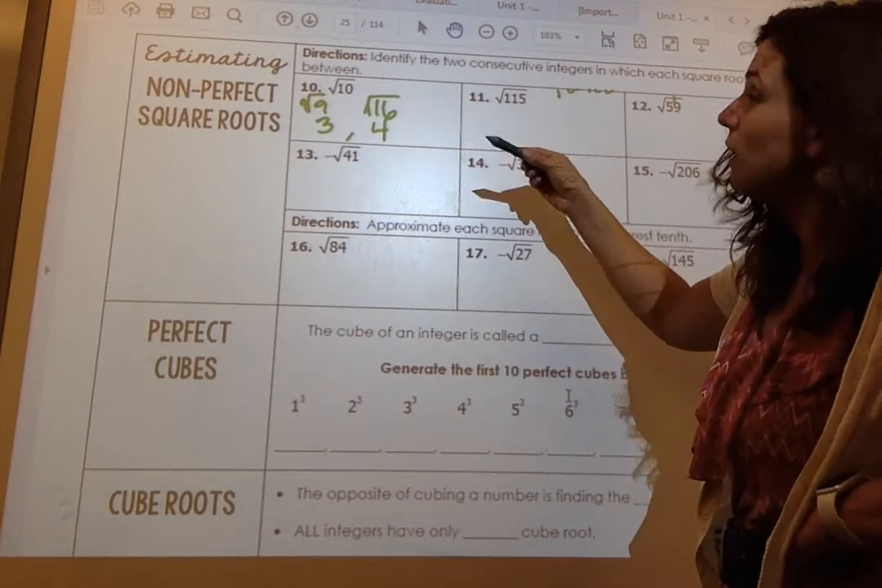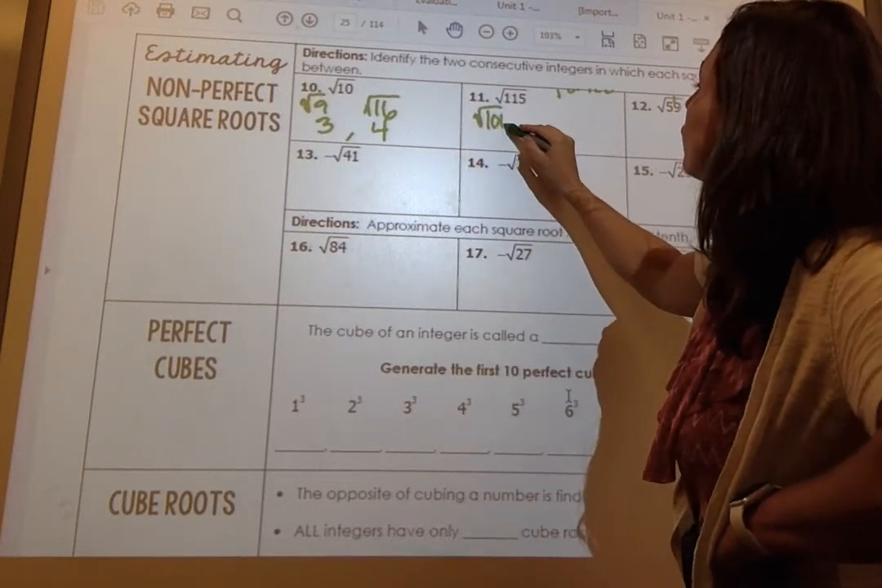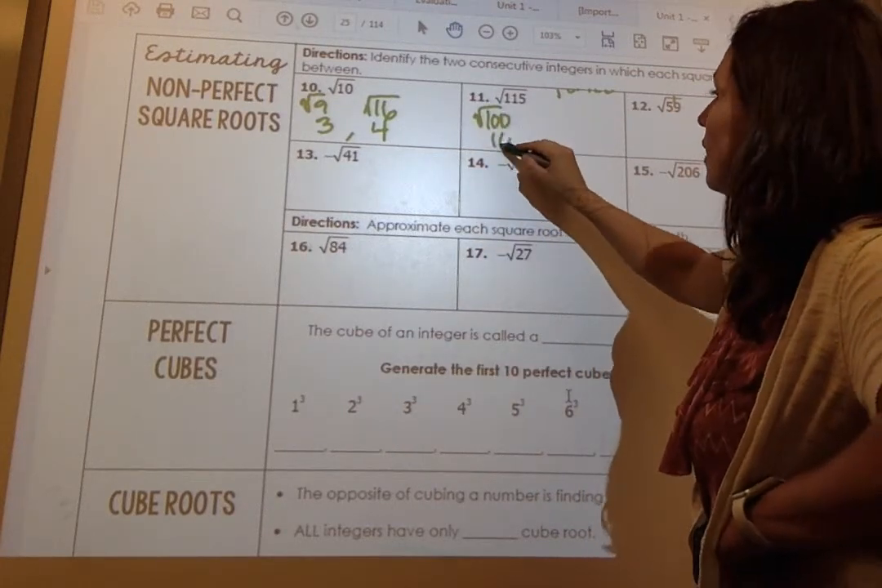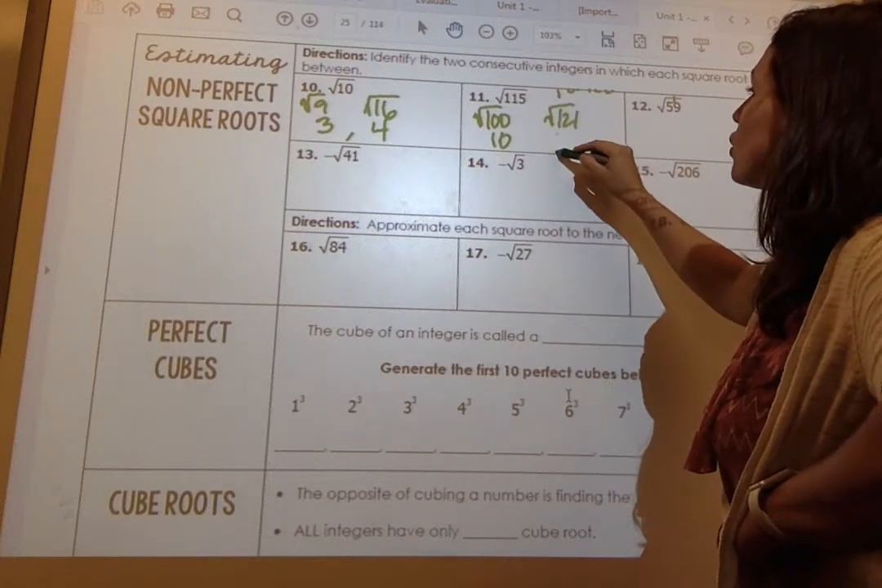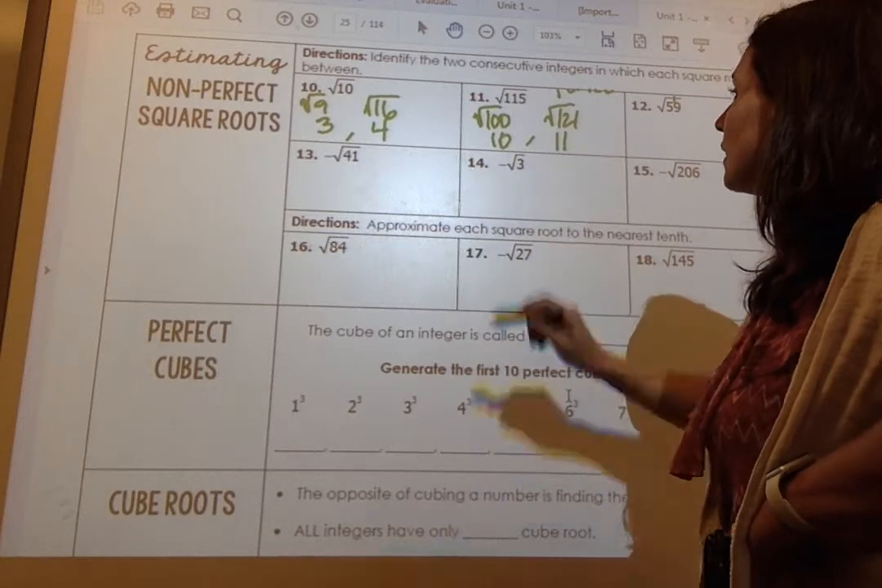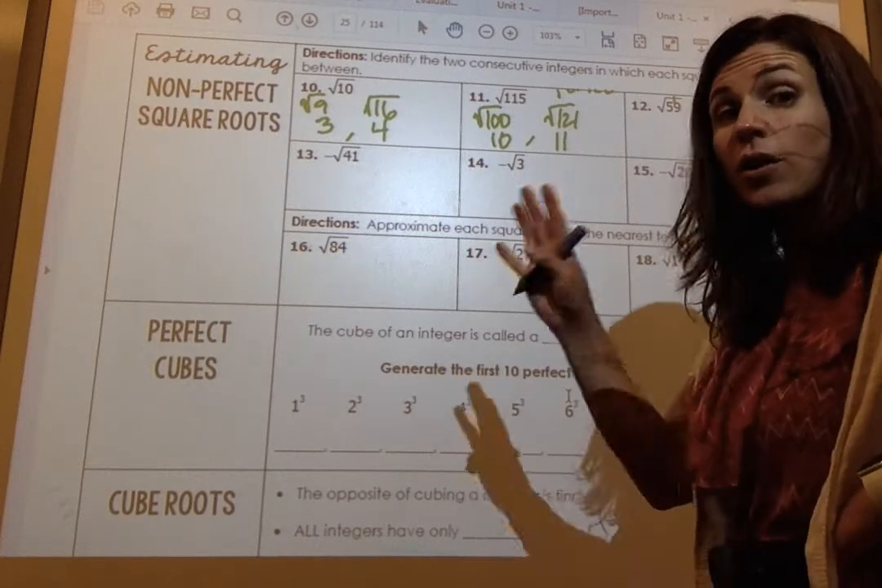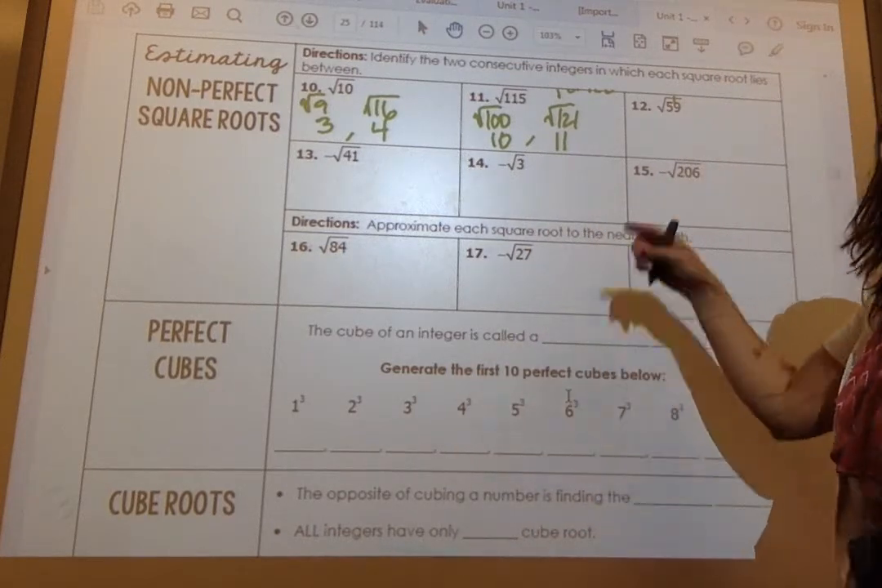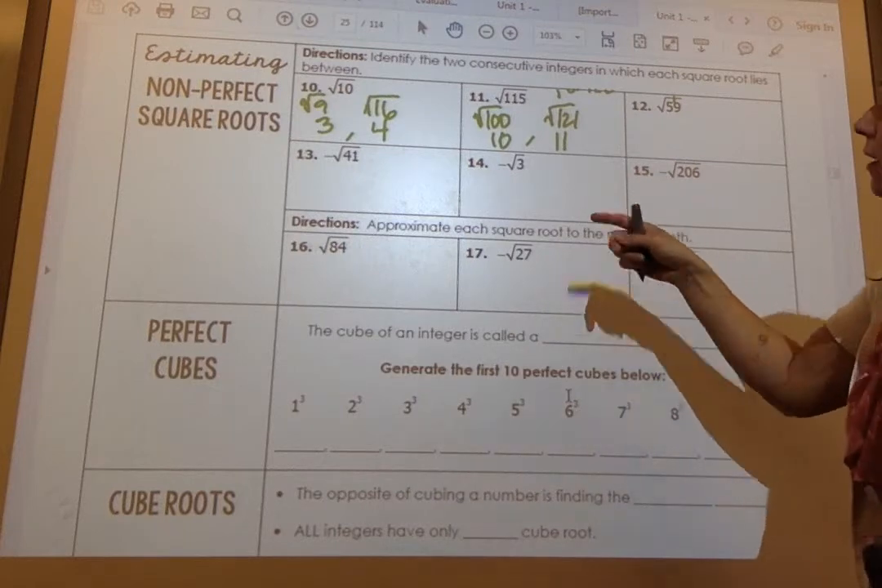Square root of 115 falls under the square root of 100, which is 10, and the square root of 121, which is 11. So I know that the square root of 115 is going to fall between 10 and 11. I want you to go ahead and pause the video and see if you can fill these in, and I will come back with those answers.